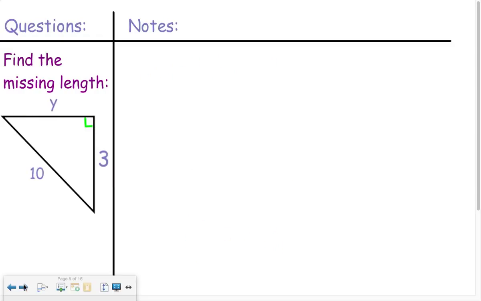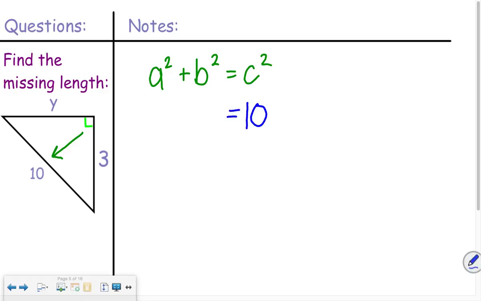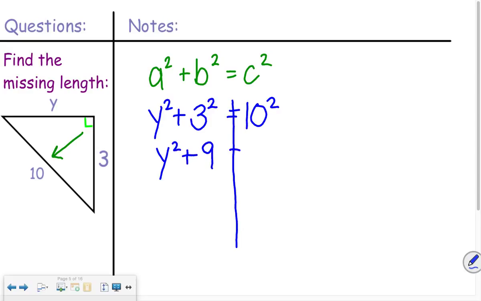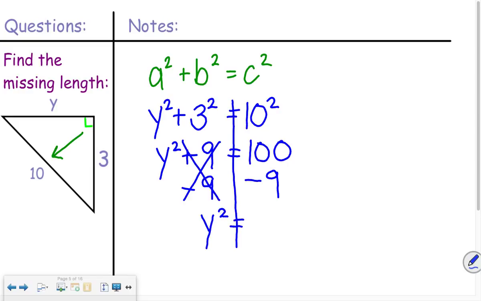Last problem. Find my right angle and go across. My hypotenuse is 10. So my legs are y and 3. Again, I can leave my y as a y, or if I wanted to change it to an a, I could, or even a b. It wouldn't matter. 3 squared is 9. 10 squared is 100. So now we need to get y alone, so that means I need to subtract 9 on both sides. 100 minus 9 is 91.